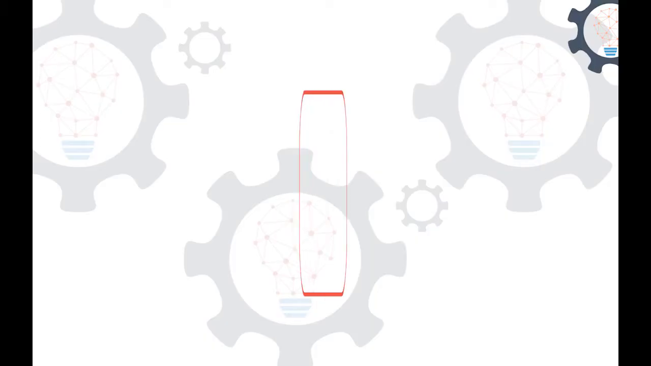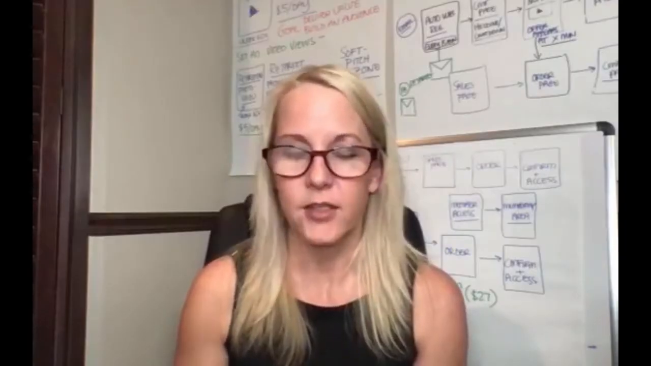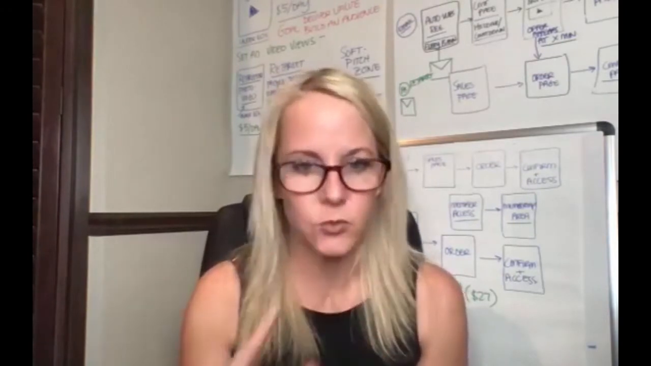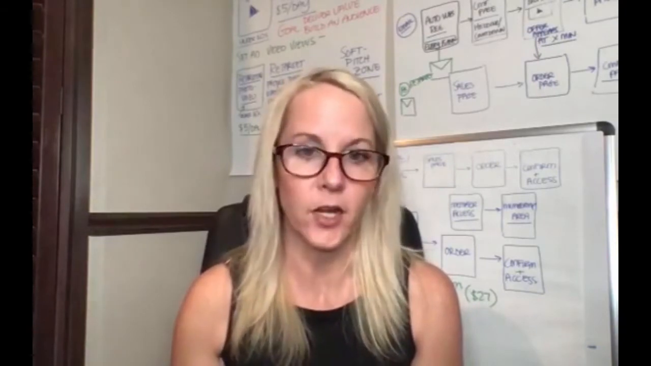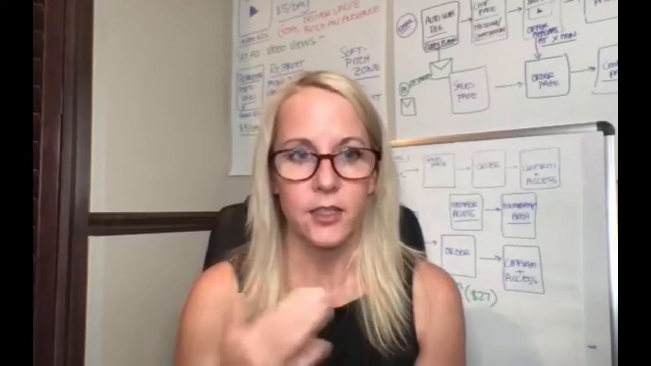So my signature process is called CTA. We go through clarity, where you get super clear on your goals, who you want to work with, what problem you're solving, your program, all of that. That's all in my clarity portion of my process. Then we go to tactics. Okay, how are we going to sell this thing, right? And then how are we going to set up the delivery? Those are all tactics, right? And then action is just what it is. It is putting everything into play and optimizing it as we go. So that's my signature process, CTA: clarity, tactics, action.